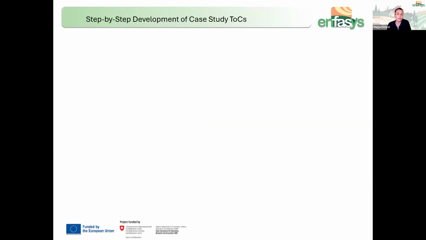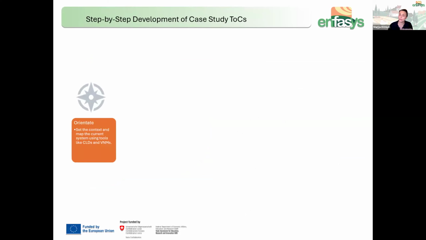So the ENFASYS theory of protocol provides a structured yet flexible process that all case studies followed in order to ensure methodological consistency while adapting to local context. So we began with orientate, where we establish context and map the current systems using causal loop diagrams and value network maps. This creates a shared understanding of the starting points and system dynamics among all stakeholders.